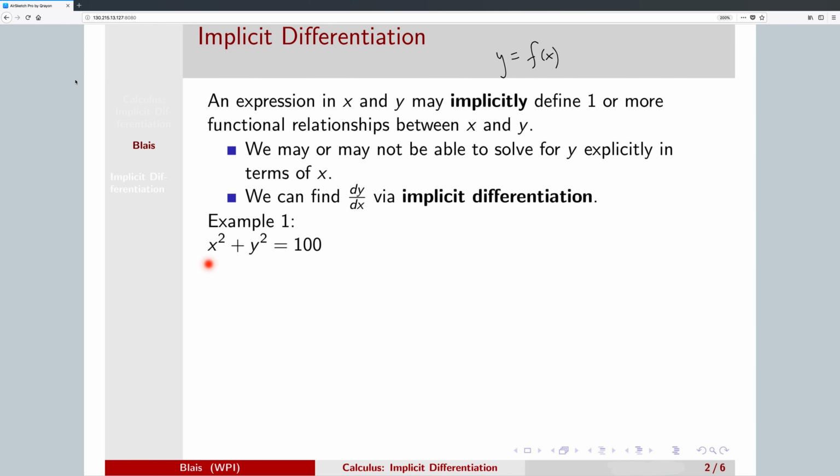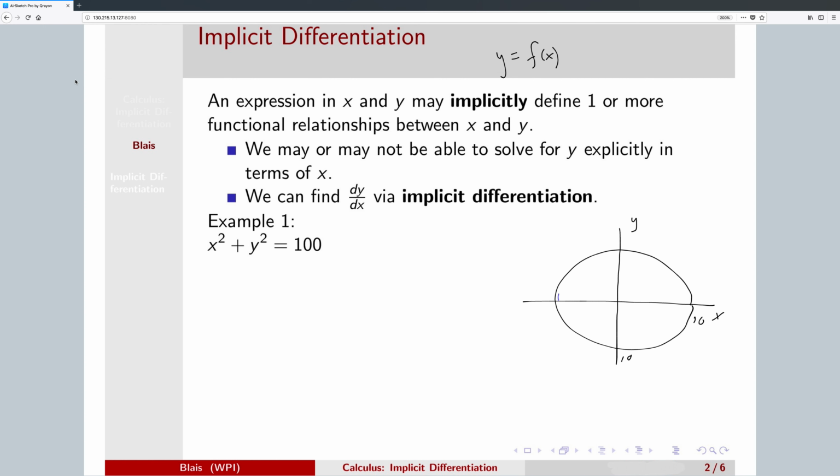So, as an example, here we have the classic x squared plus y squared equals 100, and we know that this, if we graph it, gives us a circle of radius 10, centered at the origin. If we were to decide what are the functions determined here, and we looked at, say, functions of x, well, this graph does not pass the vertical line test. This is not the graph of a function.